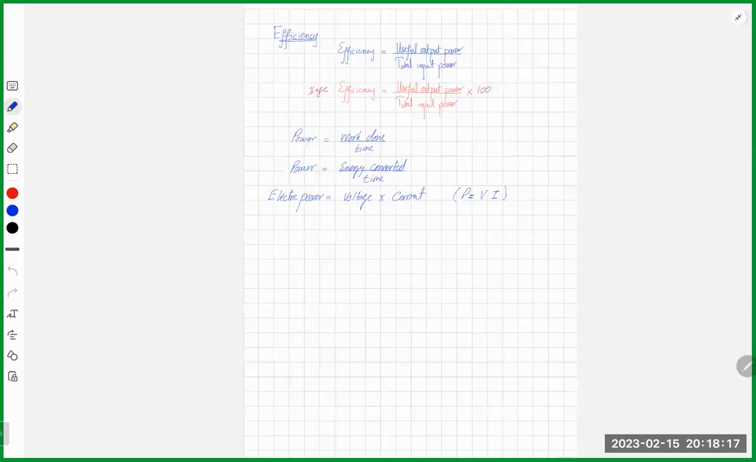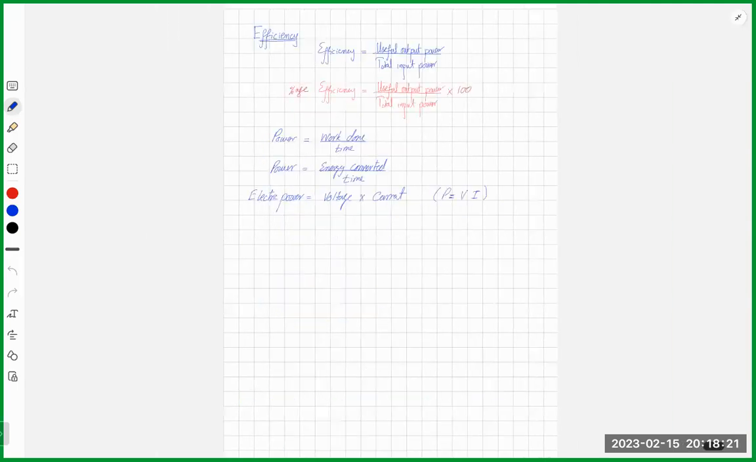Last class we were discussing what is power and what is efficiency, and how can we find efficiency using energy, and how can we find efficiency using power.